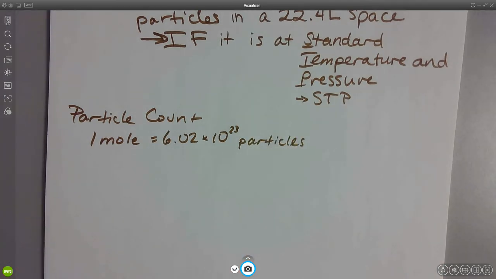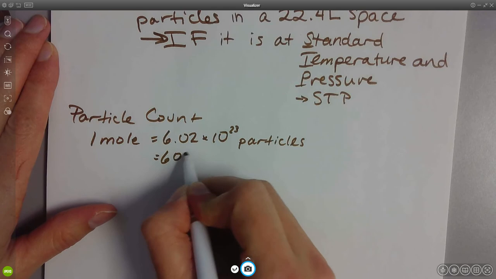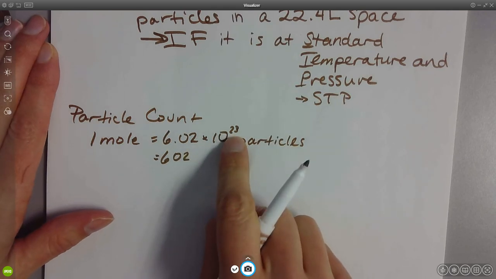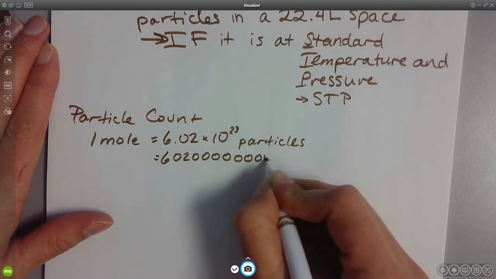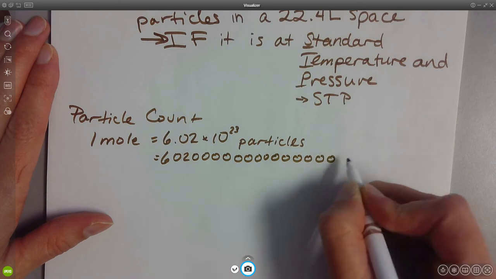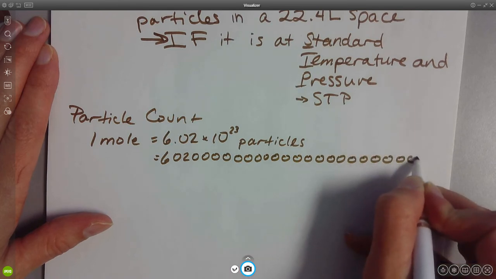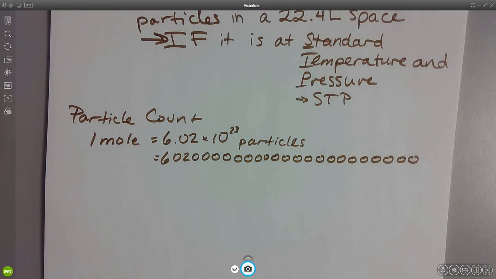How big is that number? 6.02 times 10 to the 23rd. It's ginormous, right? Let's write it out with all its zeros once, just so that we can know. I'm just going to write it with all its zeros, so you can do this too. 602. So I'm going to move the decimal place 23 times. That's 1 time, 2 times, 3, 4, 5, 6, 7, 8, 9, 10, 11, 12, 13, 14, 15, 16, 17, 18, 19, 20, 21, 22, 23. You need to do that, but you only have to do it once.